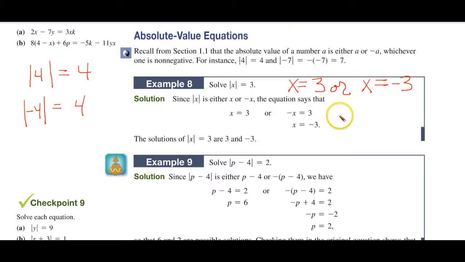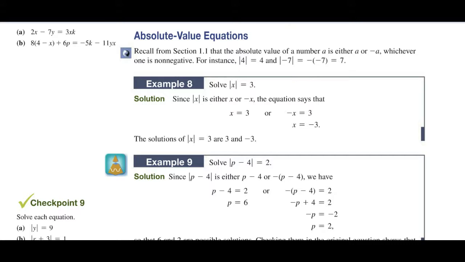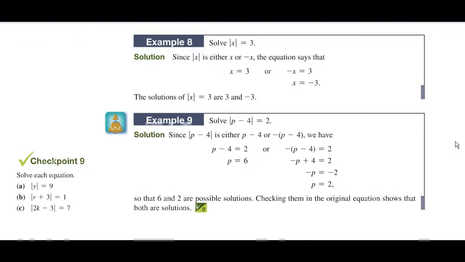Now there's one little tricky thing that you'll run into every once in a while, and they'll say the absolute value of x equals a -3. Well, by definition, the absolute value of something has to be positive. So if it starts off looking like this, there is no solution for that. All right, let's look at some other examples here.